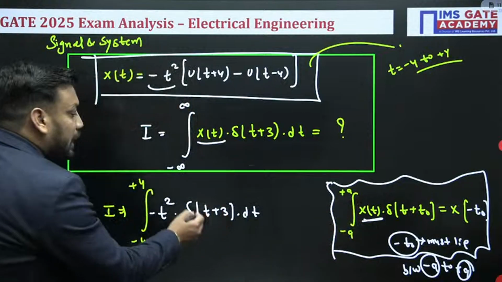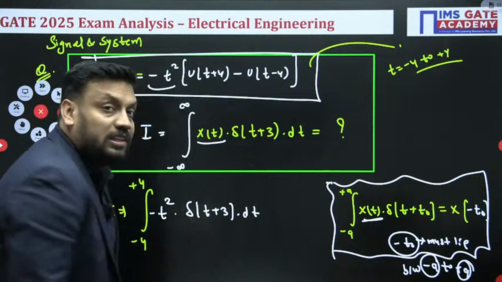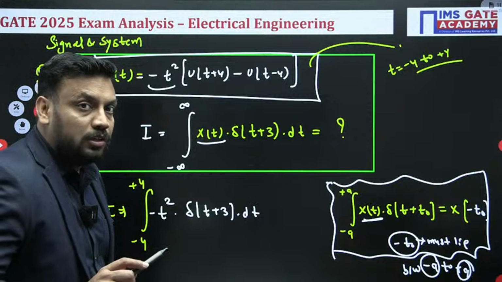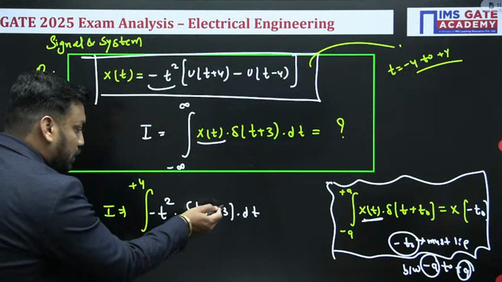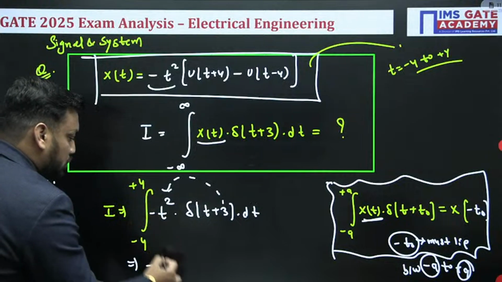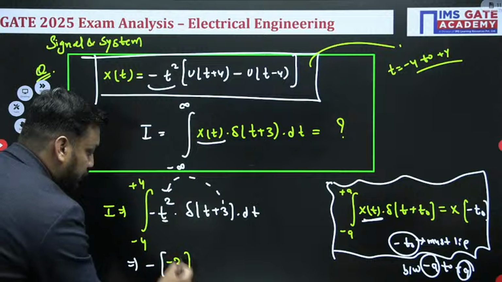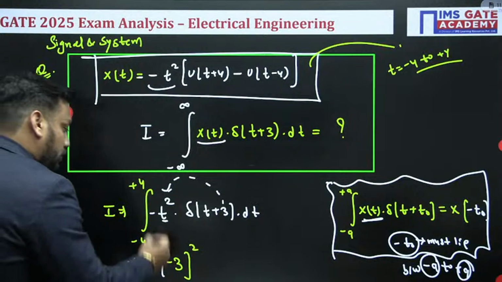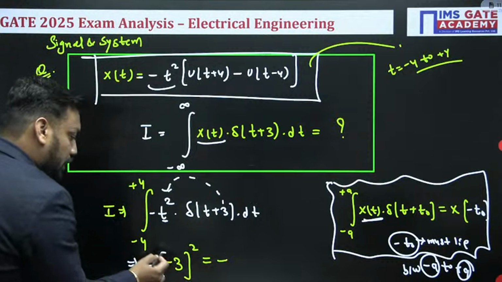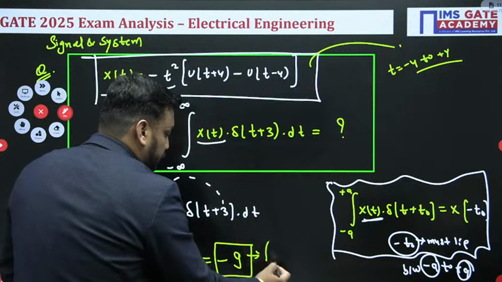So here, student, del t plus 3. Del t plus 3 means the impulse location is at minus 3. So minus 3 is going to be shifted in place of t. Wherever there is t, the minus sign is already outside. Now wherever there is t, the t is going to be replaced with minus 3, and the nature of the signal is square. So when you perform it, minus already outside, minus 3 whole square is 9 only. The correct answer for this question is minus 9.